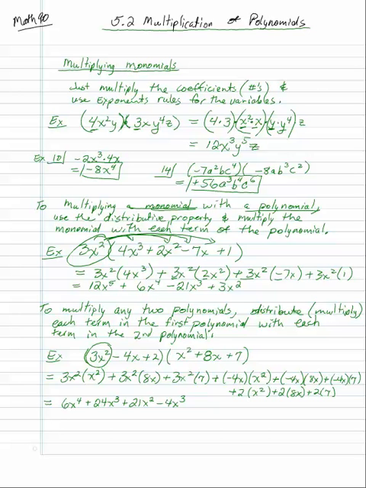Oh, I messed up on my very first term. 3x squared times x squared is just 3x to the 4th. Let me just double check here. 24, 21, okay. Negative 4x cubed.